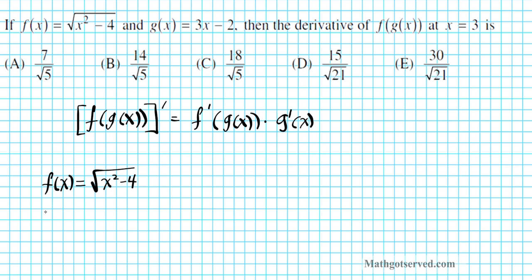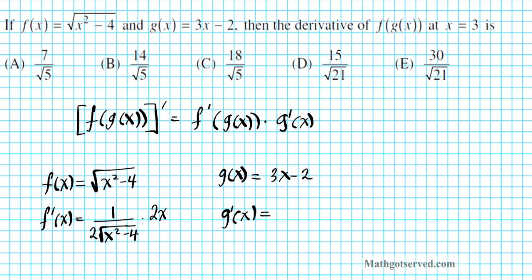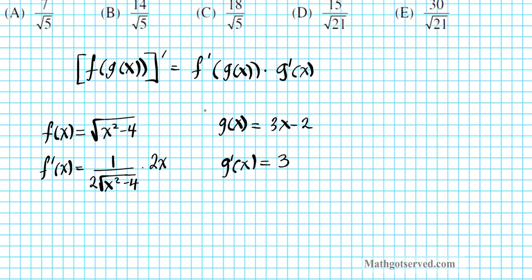Let's find the derivative. I'm going to cut corners here. f prime of x using the chain rule is going to give us 1 over 2 rad x squared minus 4 times the derivative of the inner function, which is simply 2x. And then g of x is 3x minus 2. g prime of x is the derivative of that, which is just 3. So what we're going to do is apply this result to this formula right here.